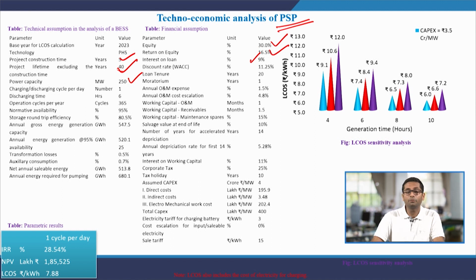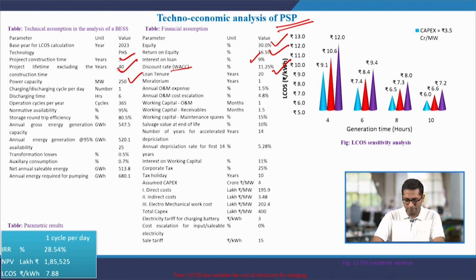Then comes the discount rate. In the discount rate, we normally choose a weighted average cost of capital, which is WACC, which is basically the average of the two rates, the return on equity as well as the interest on loan, weighted by the percentage of equity and debt, and that would come to around 11.2% in this case. Then we have many other assumptions, the breakdown of the capex.